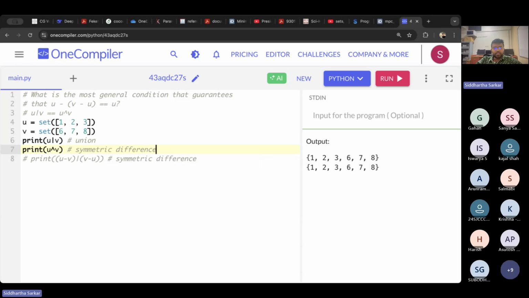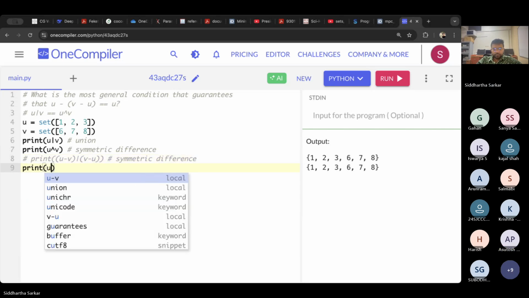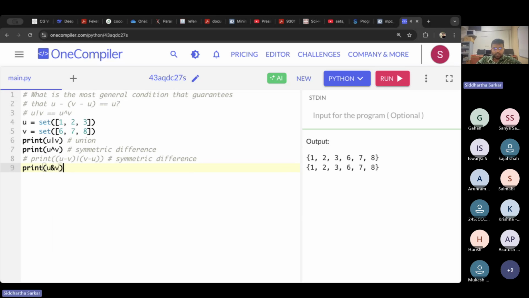There should be one intersection function, no? Intersection means whatever is common between U and V. So anybody knows how to write intersection? Ampersand symbol. Ampersand. So this is intersection.